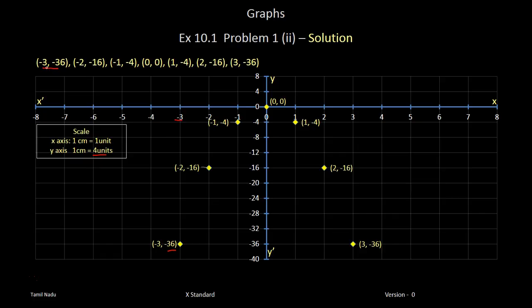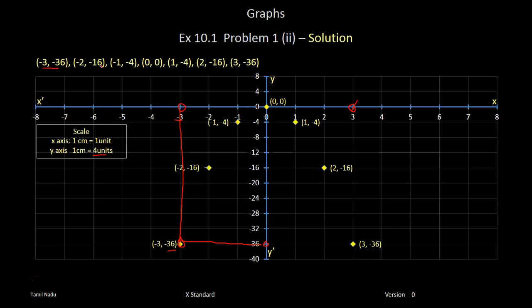First plot minus 3, minus 36. So x is equal to minus 3 and y is equal to minus 36, right? So x is equal to minus 3, it starts somewhere here, okay? And y equal to minus 36. Sorry, I said x is equal to 3, but I have x is equal to minus 3. This is the point. So you come along this line horizontally and come down vertically here. The meeting point is the point minus 3, minus 36.